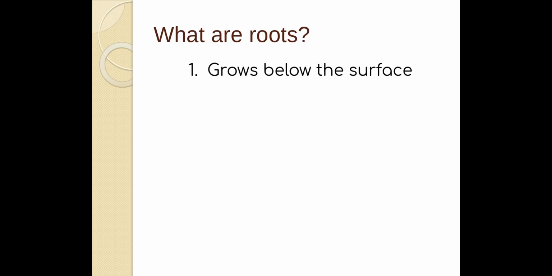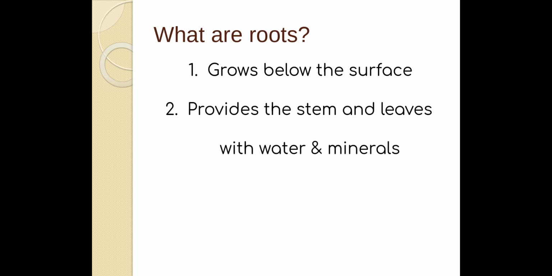All right, so question number 1, what are the 4 main functions of a root? So the first one is that they grow below the surface. Now, a reminder, as in the previous lesson, that a lot of times there are exceptions to that rule, but generally roots grow under the soil. They provide the stem and leaves with water and minerals, and it's extremely important that the water and minerals go straight to the leaves because that's where photosynthesis happens inside the leaves. And photosynthesis needs water and minerals in order to produce the food, which is glucose, which is also a natural sugar.